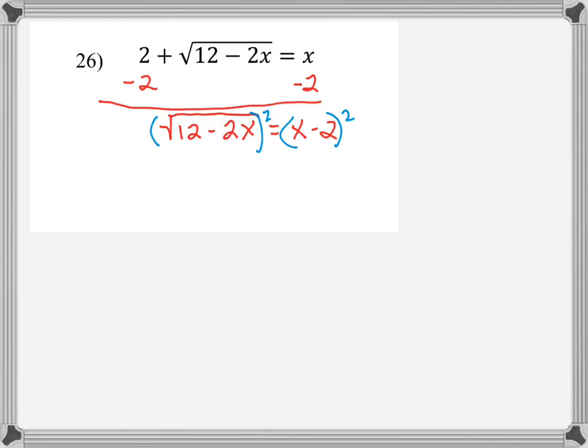Notice on the right-hand side, we do need to add parentheses around the whole right-hand side, x minus 2, and square that whole entire side. We can't just square the pieces individually, or the terms individually. So on the left-hand side, when we square that radical, we are left with what's underneath, the 12 minus 2x. And when we square x minus 2, remember that's x minus 2 times x minus 2, we end up with x squared minus 4x plus 4.